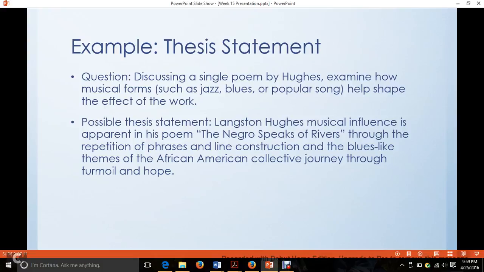So here we have a musical form that's representative: repetition of phrases, and I have blues-like themes. So I actually connect to a specific type of music and how that connects to the poem. So here you can see that I've answered the question from writing effectively in a thesis statement. And now I can construct my whole paper to prove my point of view.